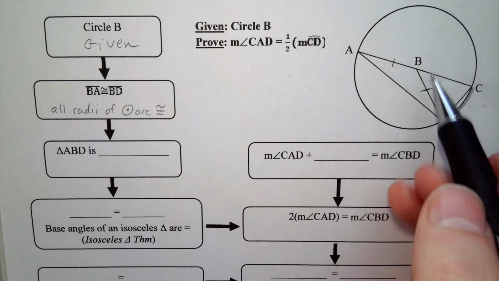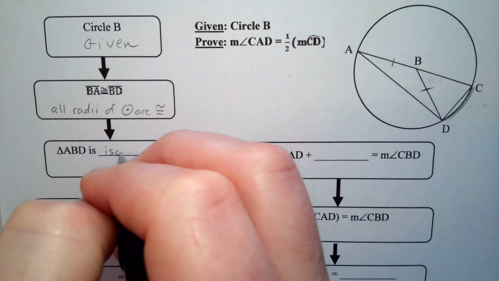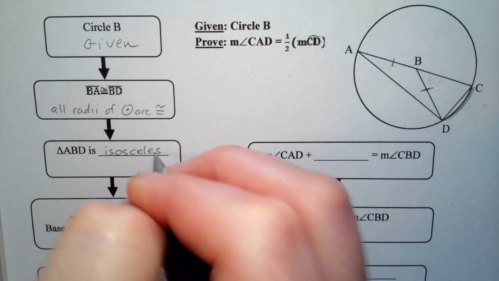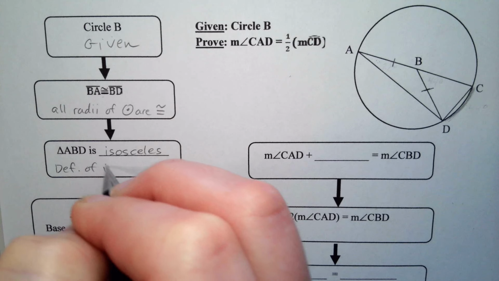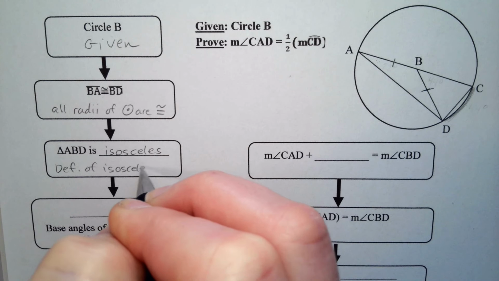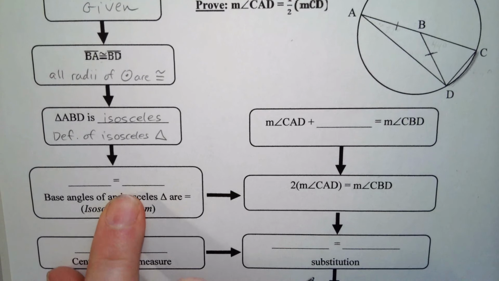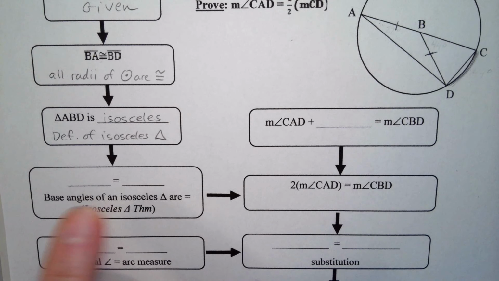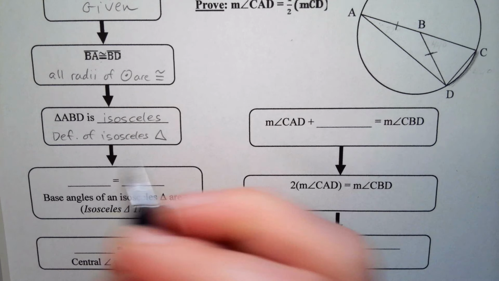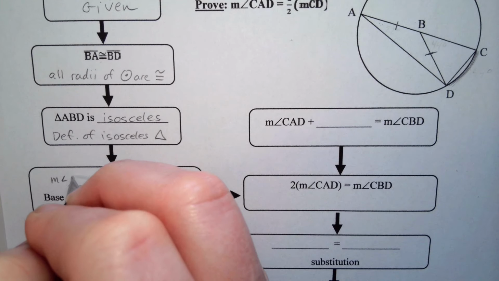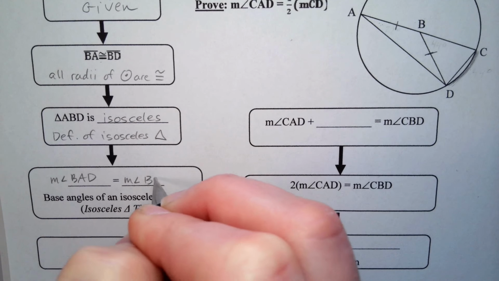That leads us to, well, look at the picture. We have an isosceles triangle. So triangle ABD is isosceles, and that's by the definition of isosceles triangle. Which leads us to, I gave you a hint here, the isosceles triangle theorem. Base angles of an isosceles triangle are equal. So therefore, the measure of angle BAD is equal to the measure of angle BDA.